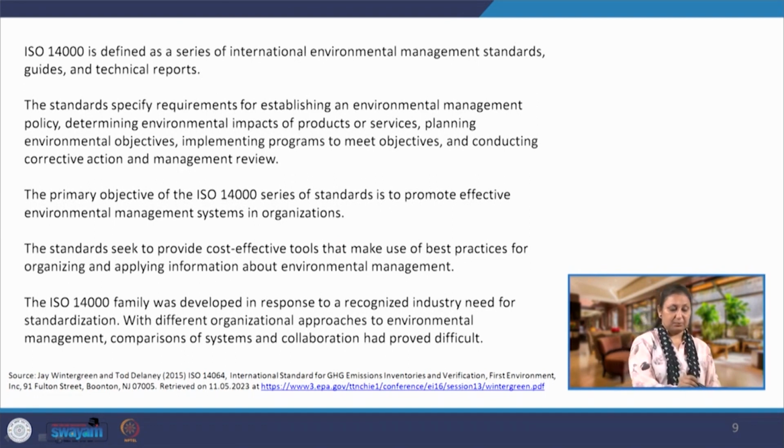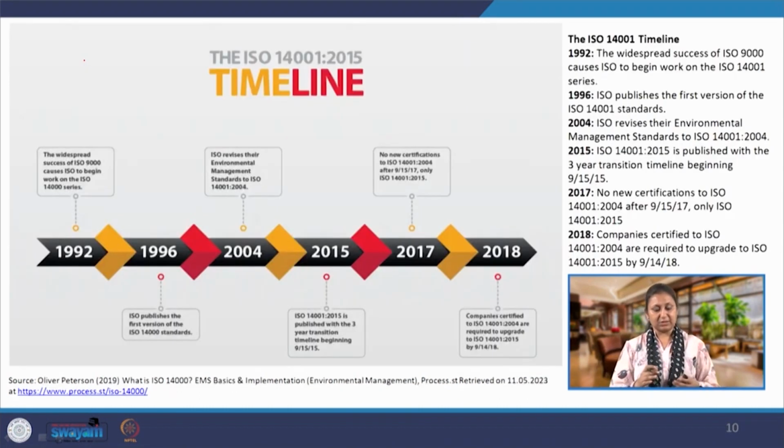So, this number, when you see ISO 14000, and it could be 14001, 2, 3, whatever, and we will ultimately be talking about 14064. All these standards relate to environmental management standards, guides, and technical reports. When we say 14064, we are actually looking at greenhouse gases, which is one of the issues within the larger umbrella of environmental management. So, several codes are developed as part of the 14000 series.